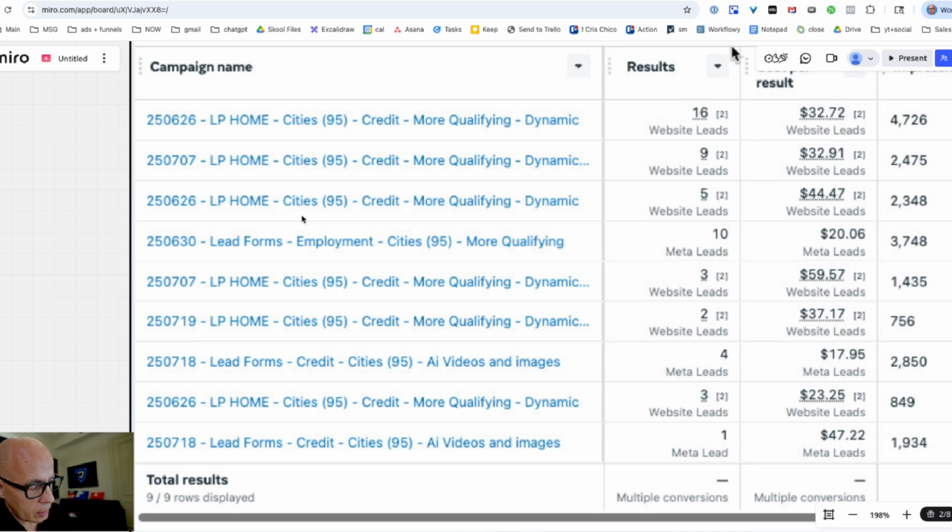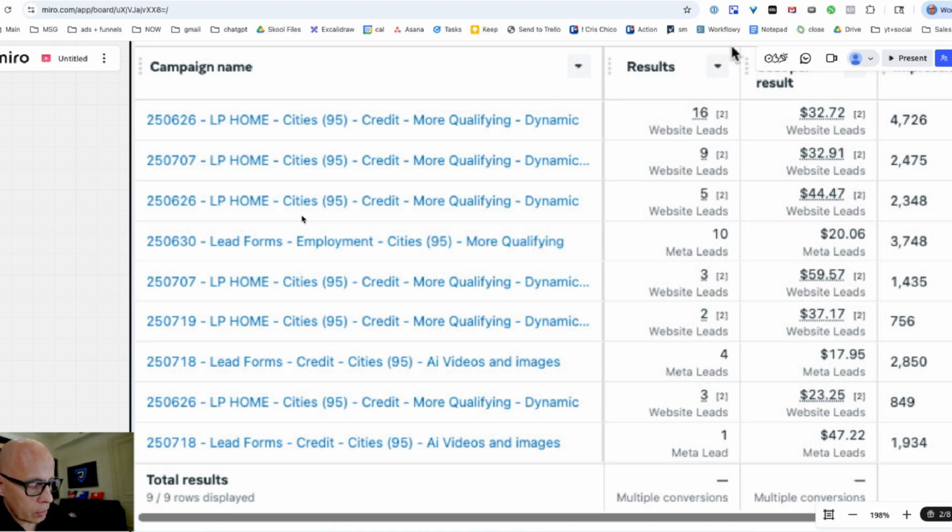Now you'll notice here that there's more landing page campaigns than there are lead form campaigns. That was because we had a little bit of a snafu earlier in the month where Facebook did not like the way we were asking questions on the lead form, and so we ended up having to scratch a bunch of lead forms and redo them. But in the meantime, because we had landing pages up, we were still able to keep the leads coming in.